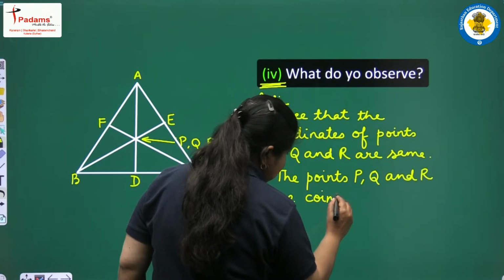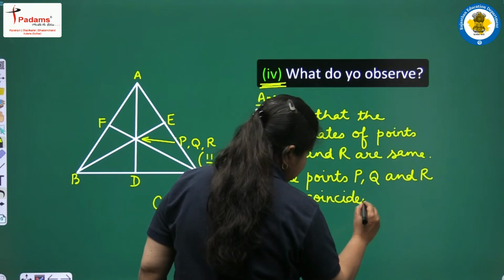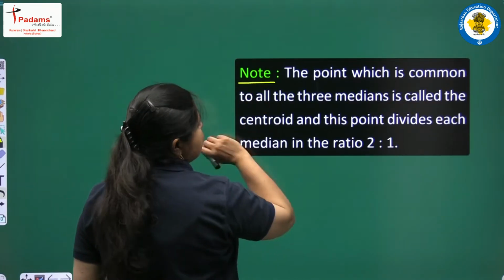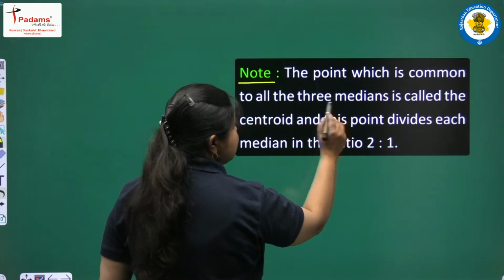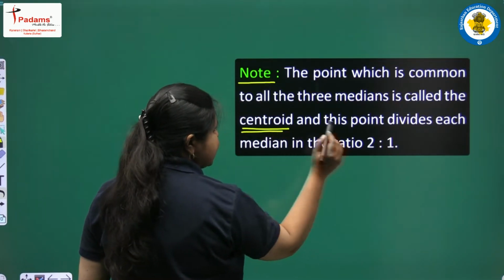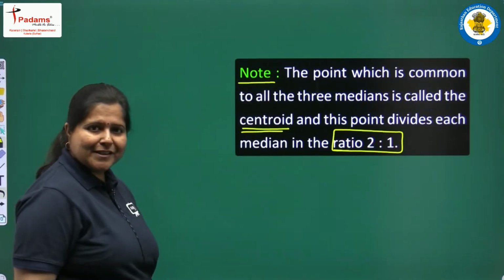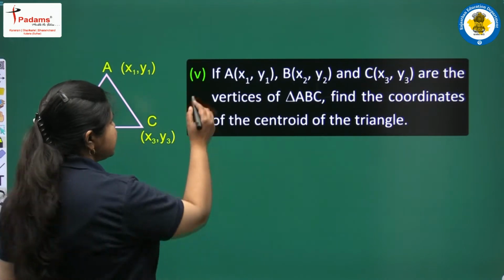कोइंसिडेंट। कोइंसिडेंट मतलब एक के ऊपर एक लाई कर रहे हैं, एक ही पॉइंट है एक तरह से। We have this noted also in your question: the point which is common to all the three medians is called the centroid, and this point divides each median in the ratio 2:1. Got it? Then we have one more part in this question.